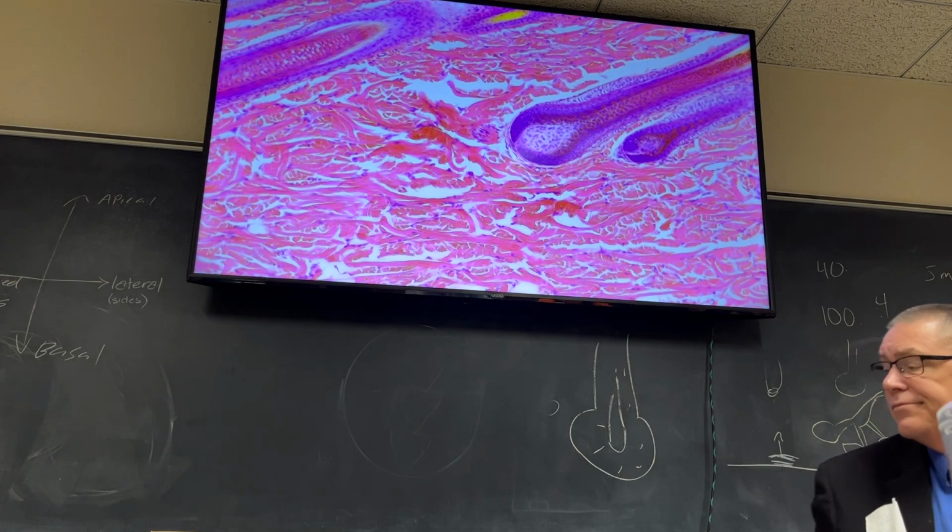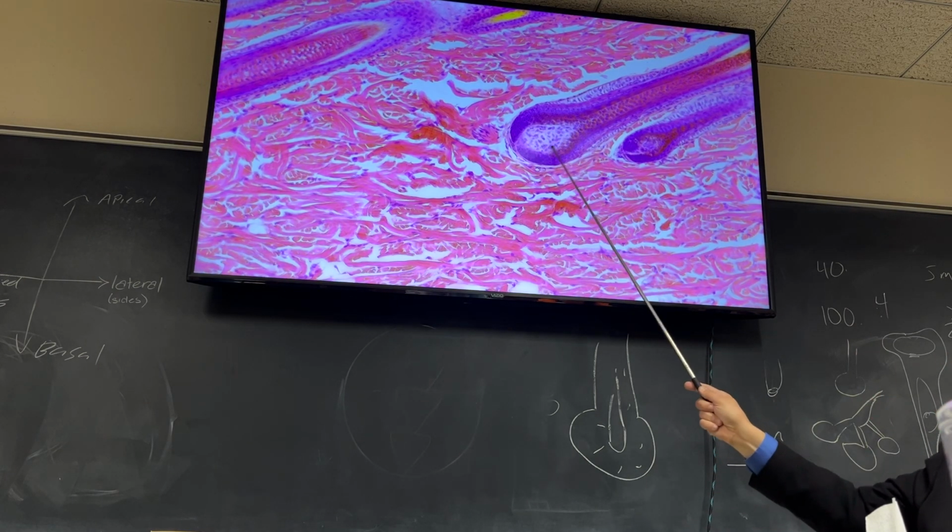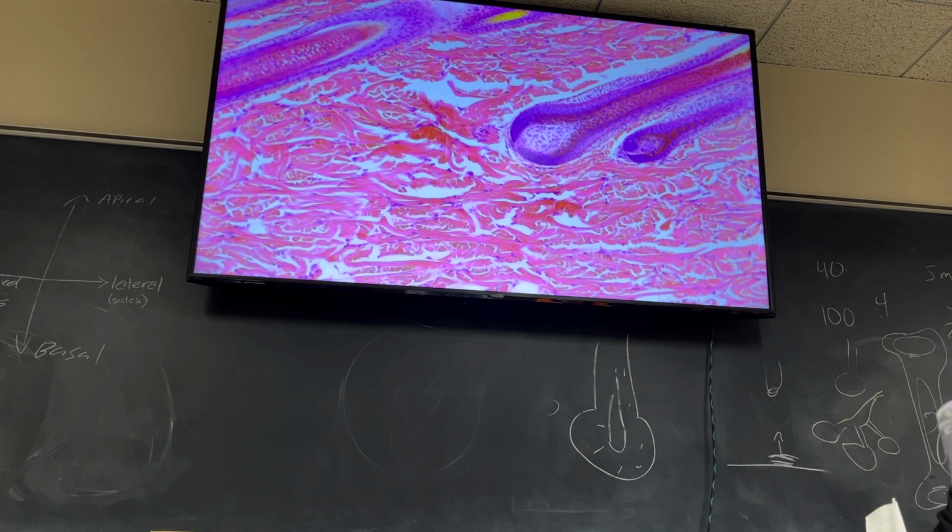There you go. Looks kind of like the picture, right? What do we got? So, the bulb, right, and the papillae of the hair follicle.